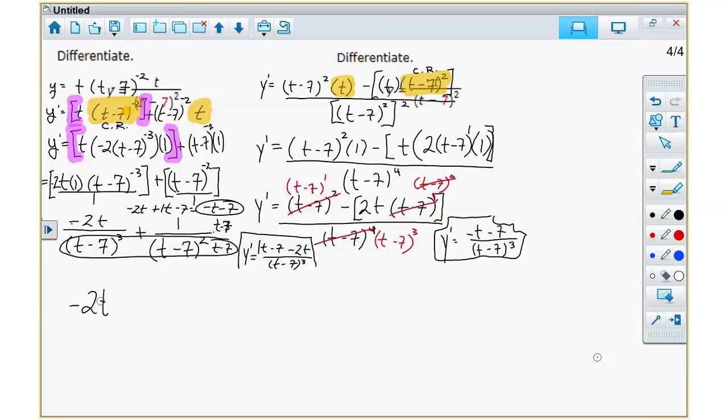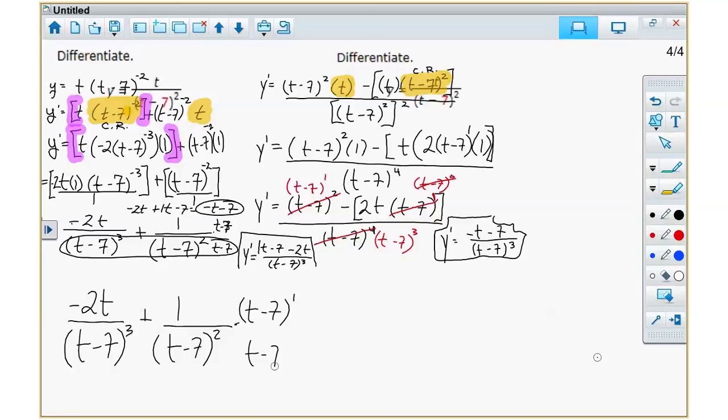Negative 2t over t minus 7 to the third power plus 1 over t minus 7 to the second power. I'm going to multiply this by t minus 7 to the first power over t minus 7 to the first power. The reason I'm putting that 1 is so you'll see that that makes it 3. So that's going to give us negative 2t, and once you've got a common denominator, you can put it all over one denominator. So that's t minus 7 to the third power.